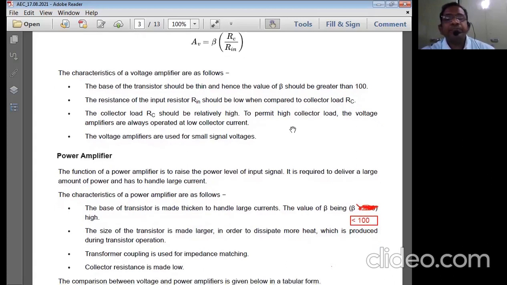In the case of power amplifiers, load resistance should be very, very less because it will be connected to the loudspeaker. Then the collector load RC should be relatively high. In the case of voltage amplification, the only objective is to get more output voltage. When do we get more output voltage? We get output voltage when resistance is high. When the output resistance is high, across more resistance, we get a more voltage drop. That is the case with voltage amplification.